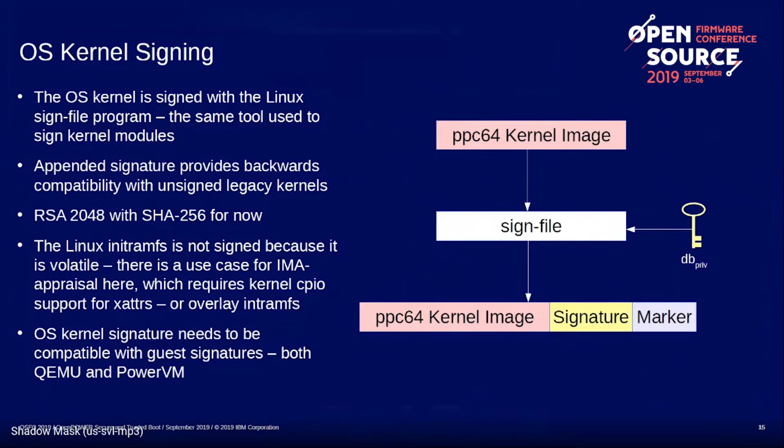The Linux initramfs is not signed. It's volatile. Most distros regenerate it on installation. This might be a case where we can apply IMA appraisal, which allows you to sign files and verify them. That requires CPIO support for xattrs in the Linux kernel. And there is a patch for that going upstream now. So hopefully in the near future, we'll be able to do this in the initramfs and extend the chain on up unbroken into the operating system.